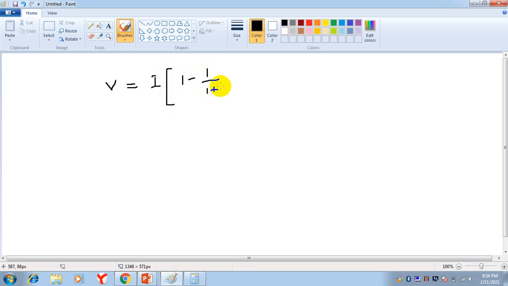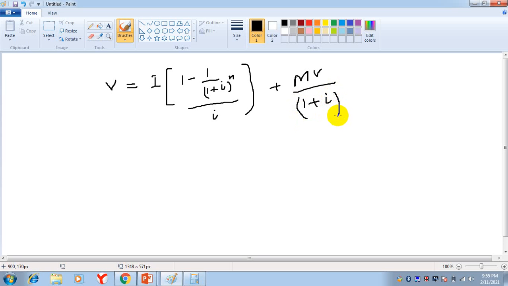We are writing I and they are writing KD, the discount rate, raised to the power n, whole divided by I, plus maturity value divided by 1 plus I. I'm again telling you we are writing I and they wrote KD. So it's up to you what you use.